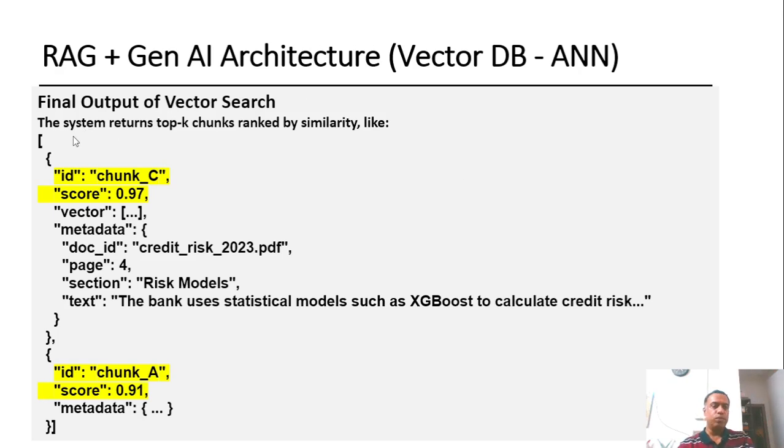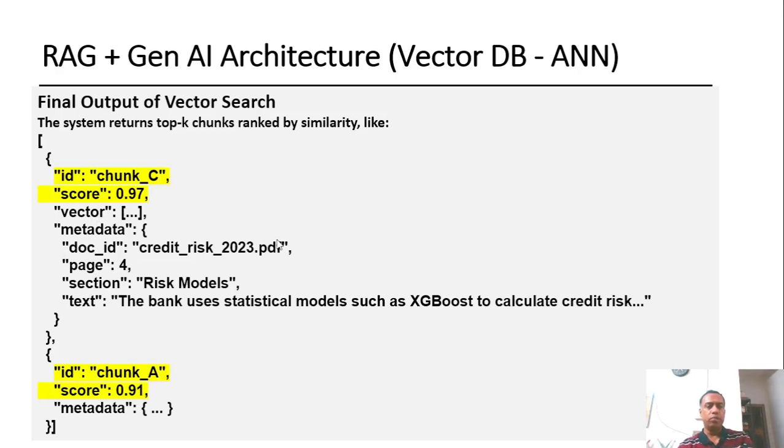So this gives you what the final output looks like, right? You have your top k. Let's say if k is 5, then you will have your 5 chunks. You have your ID over here, then the cosine similarity score, and then the vector and the metadata. So now you've actually done the retrieve part.